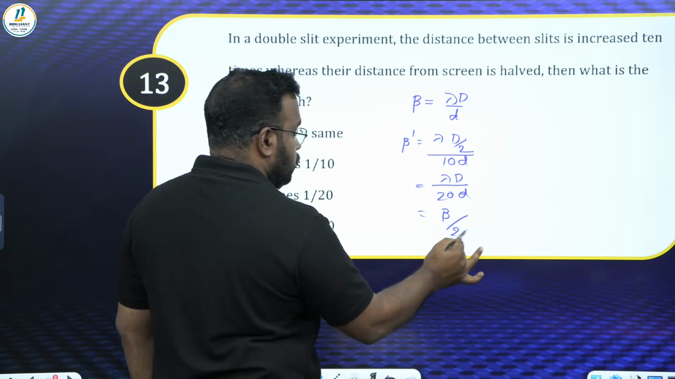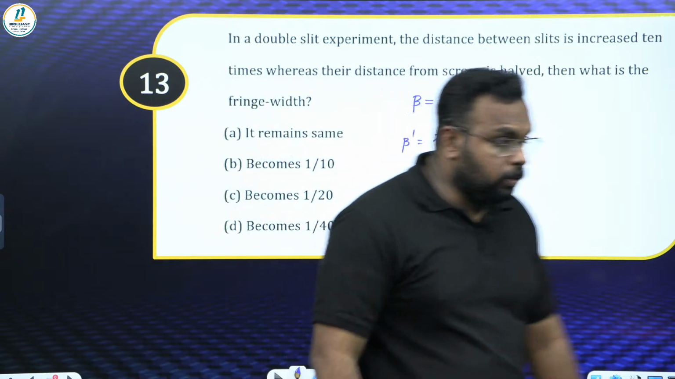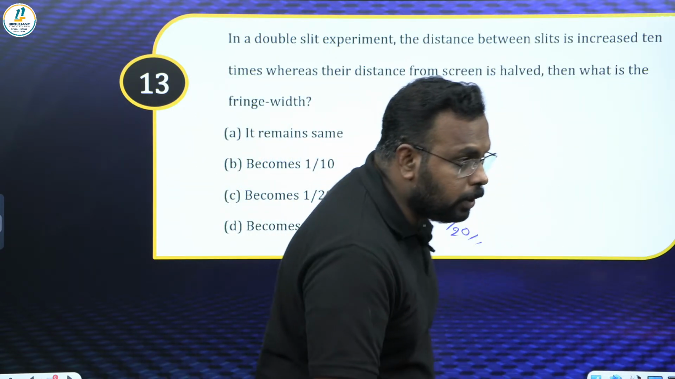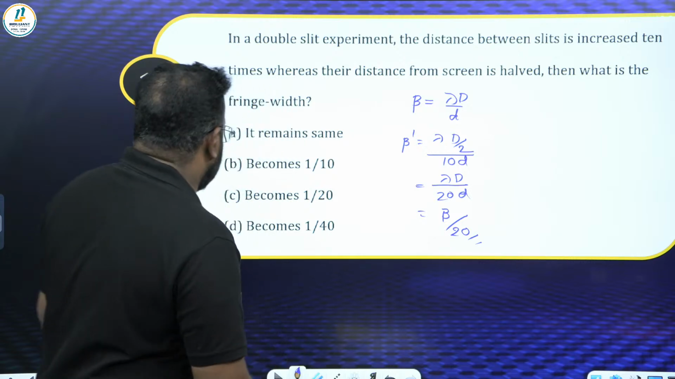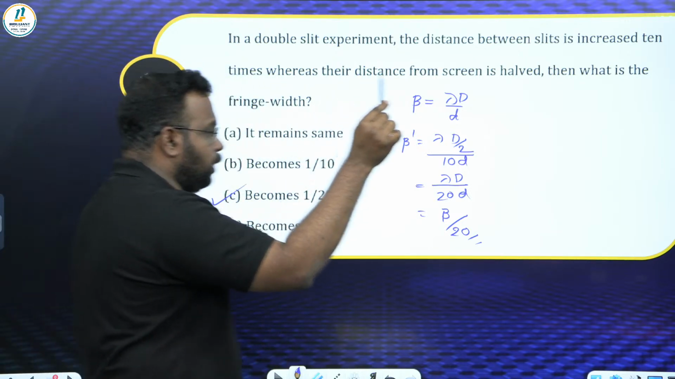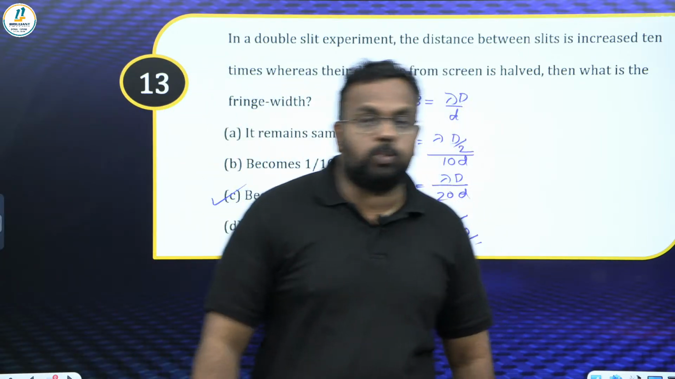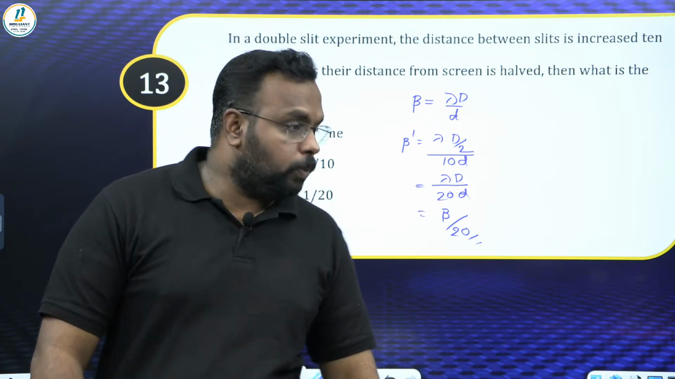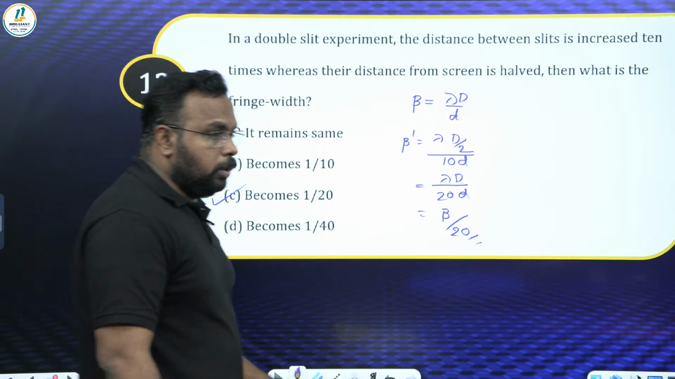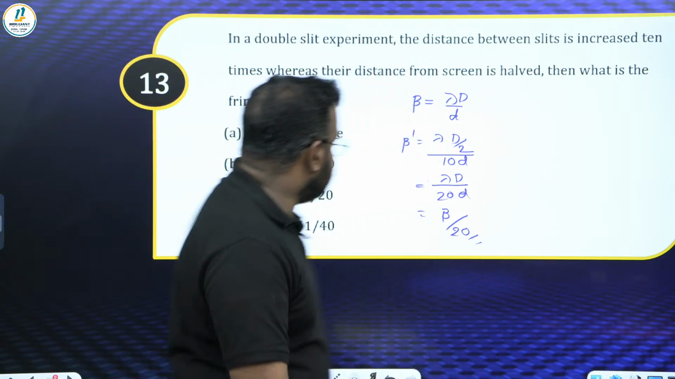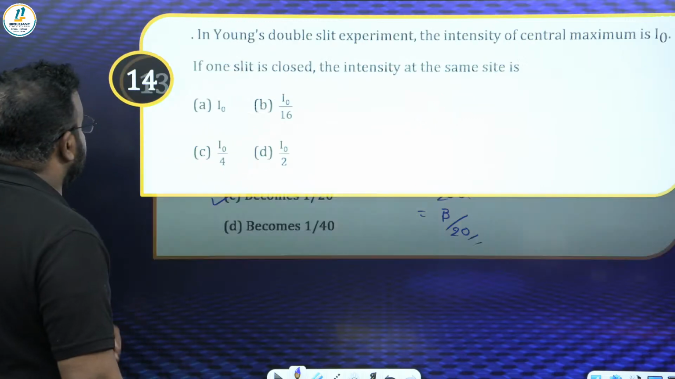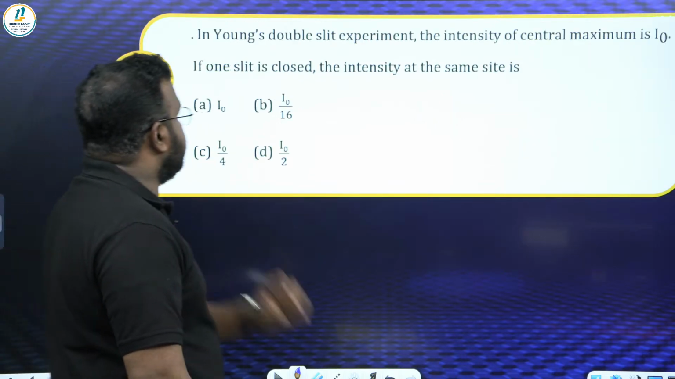Very good. It's option C. Option C becomes 1 by 20. Very easy question. Correct answer. Going to the next question, number 14.